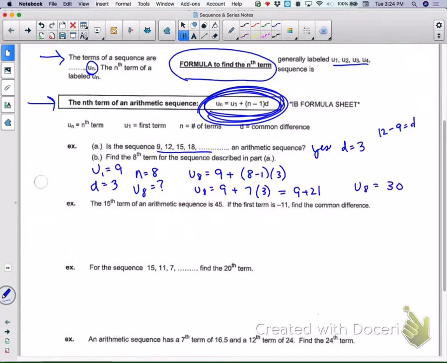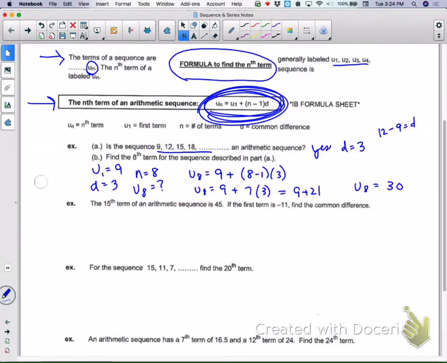And then see if that makes sense. If you somehow end up with a negative answer, that doesn't make sense, so maybe something there has gone wrong. Okay. Next, the 15th term is 45. If the first term is negative 11, find the common difference.